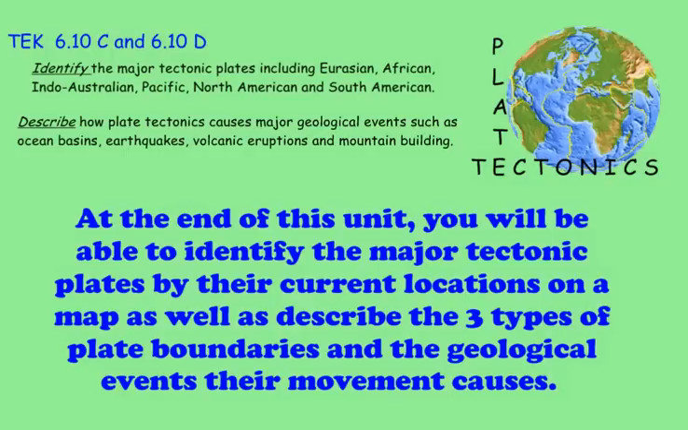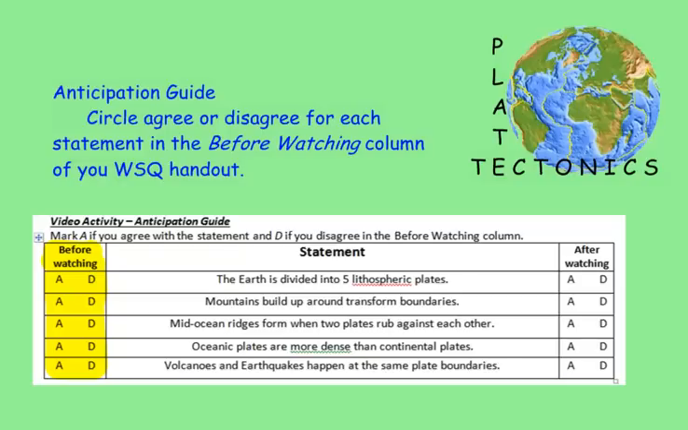Throughout this video, you will be completing activities on your video WISC handout. Please make sure that you have that with you now. The first thing we're going to do is fill out our anticipation guide. You are going to circle agree or disagree for each statement in the before watching column on your WISC handout. Please press pause and do that now.